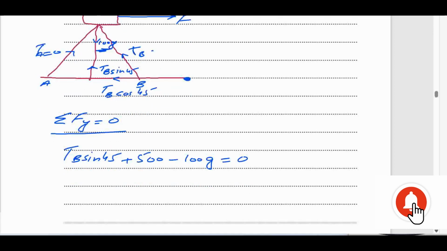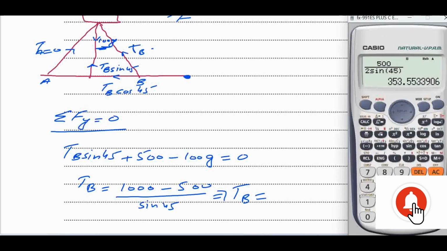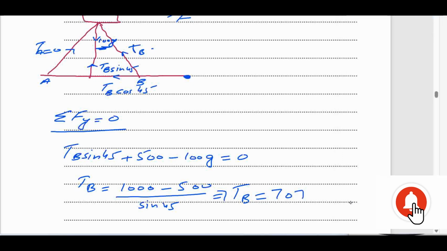So if we rearrange it, TB will be equal to 1000 minus 500 divided by sine of 45. So from here we can see that TB will be equal to 500 divided by sine of 45. So this will give us 707. So we can say that this will be equal to 707 newtons. So the magnitude of the tension, the force TB, will be equal to 707 newtons.